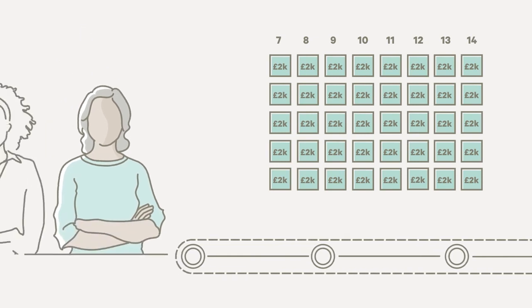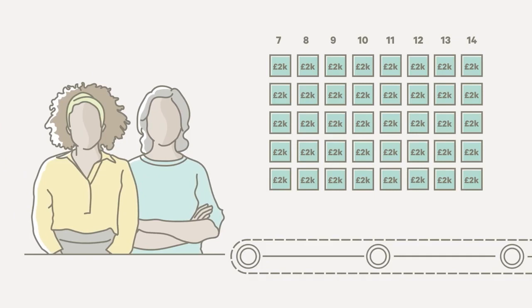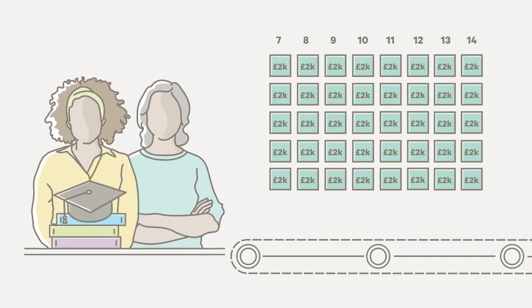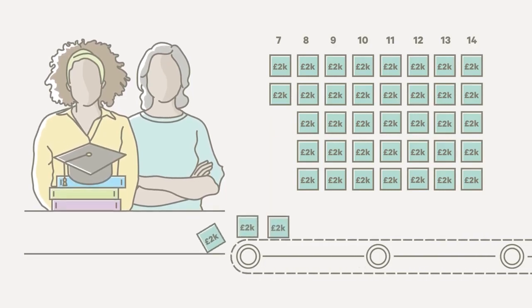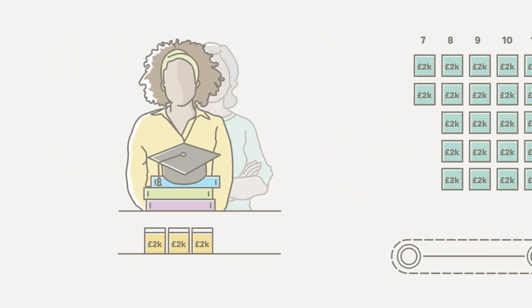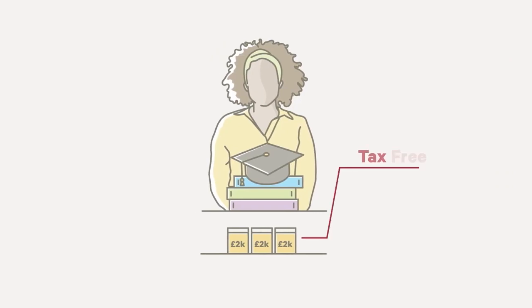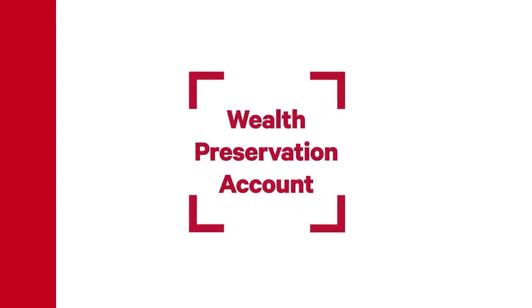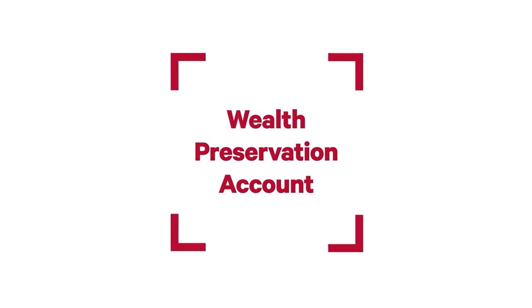Towards the end of year 7, Sally's daughter Amy turns 18 and is about to start university. Sally would like to help her financially. The trustees can surrender 3 segments, and Sally will be taxed on these, or they can appoint the 3 segments to Amy before they surrender them. This way, they are assessed on Amy's tax position, and as she has no other income, there could be no tax to pay. The Wealth Preservation Account is designed to be flexible.